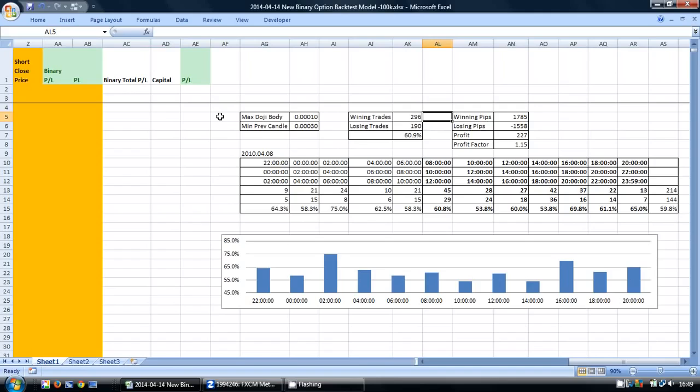Okay, so I hope you found this useful as an example of a simple binary option strategy that can be amended, improved, or worked upon to make it more effective.